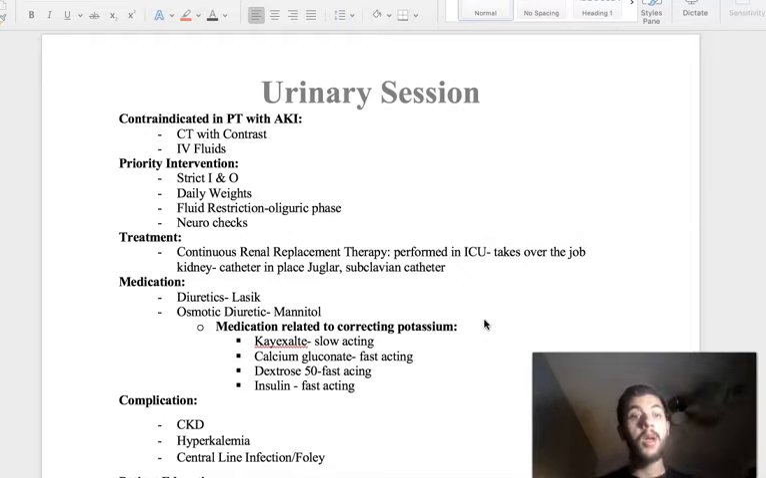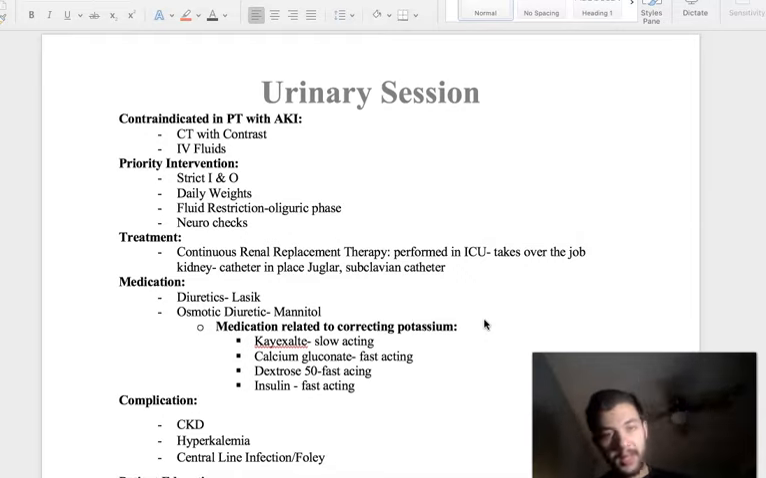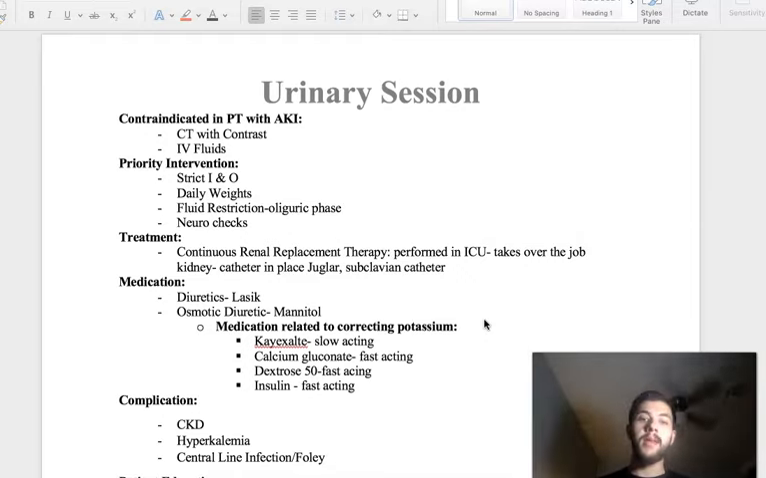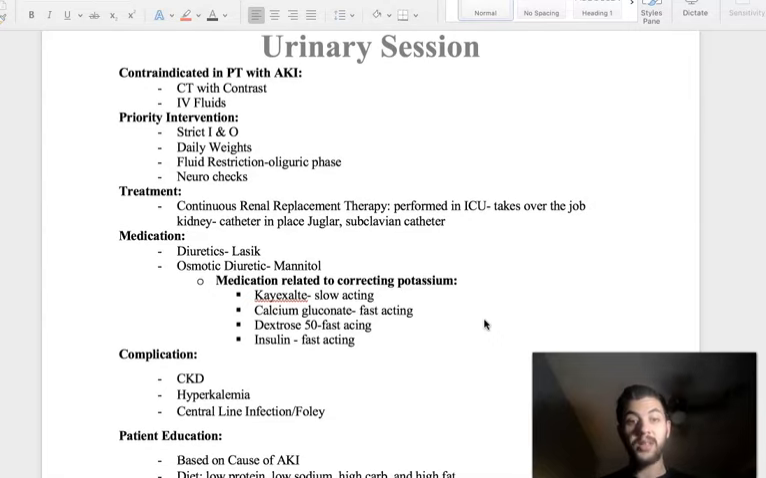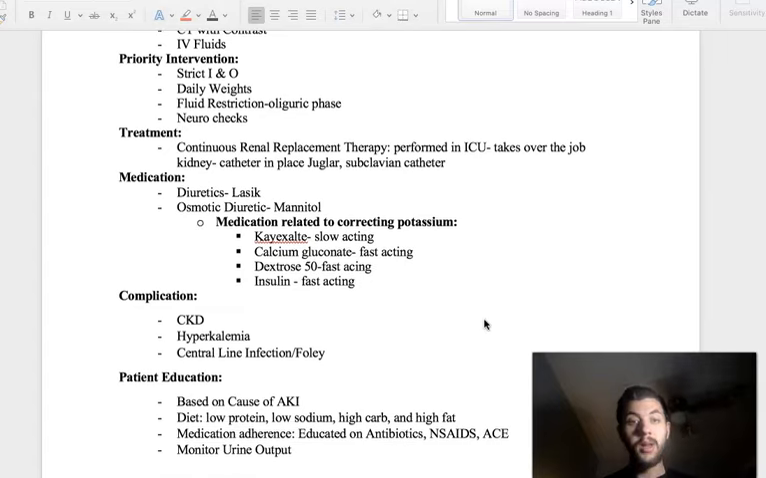Q4 neuro checks. Treatment, you're going to do a continuous renal replacement therapy, usually performed in the ICU. And it basically takes over the kidney's job. And then medication, you're going to use Lasix because remember, you're not urinating out, so Lasix is going to help you urinate. And then mannitol, it's an osmotic diuretic.